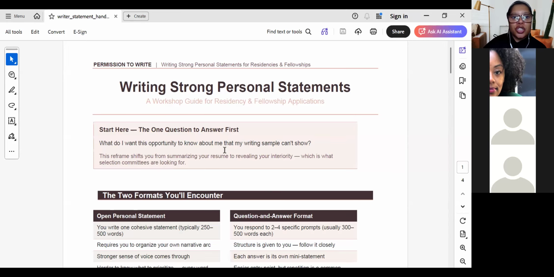Okay, so I put together a little bit of a worksheet to talk about writing strong personal statements. I'm going to go through a couple of things to think about. You don't have to answer them right now, but we'll use our last time, the last 10 minutes or so, to go through a little exercise. Right now this is just for reference, and then you'll have this sheet for when you go to work on your own residency and fellowship application.